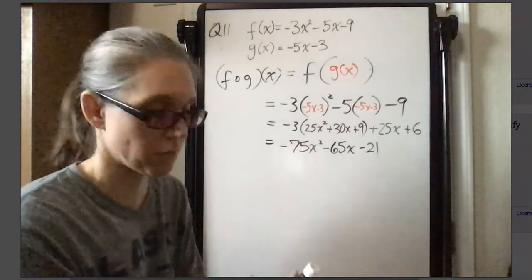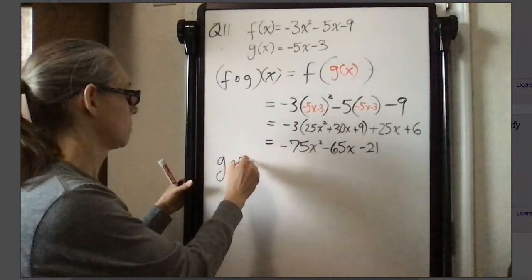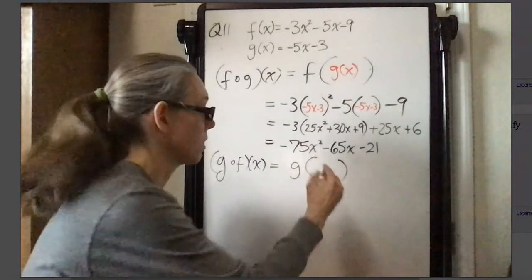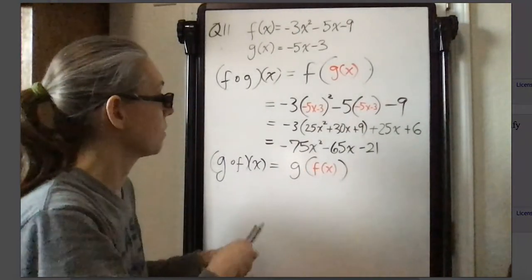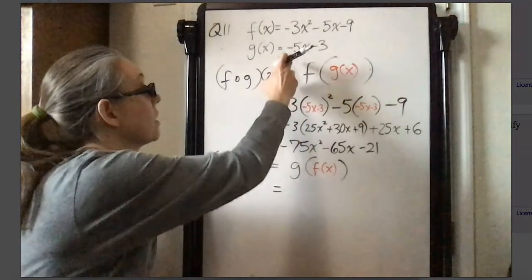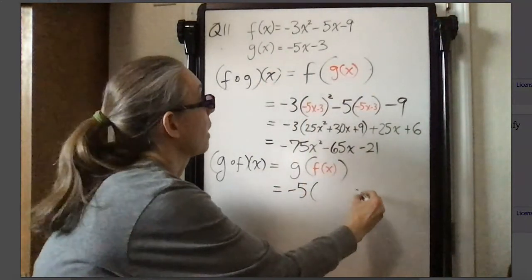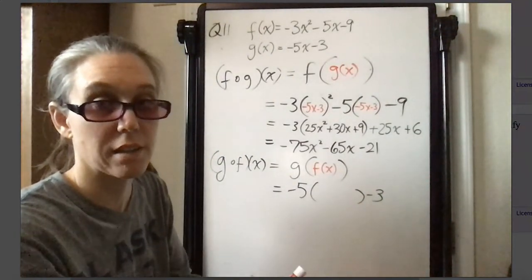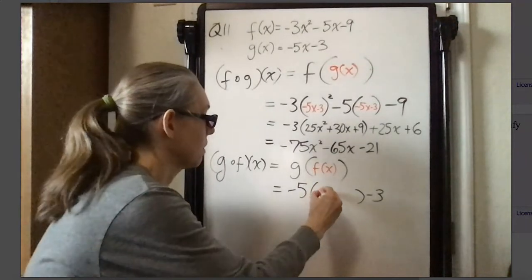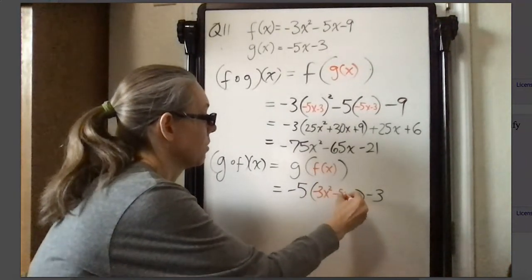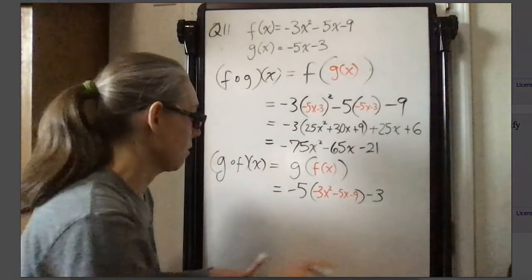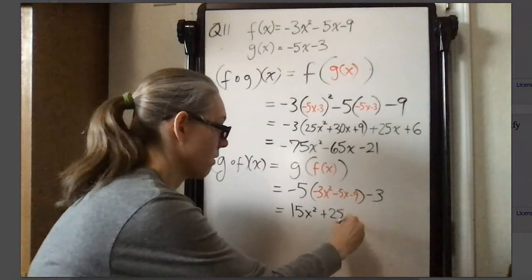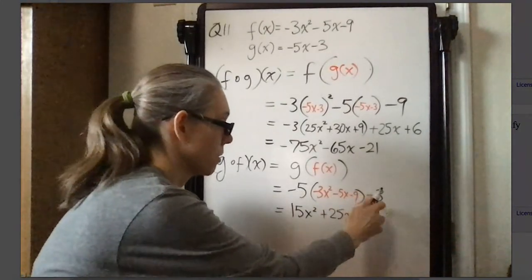And now to get g of f of x, you're going to take the g function, and into the g function you're going to plug the f function. So the g function is just negative 5x minus 3. And so instead of plugging in a single value here, we're going to plug in the entirety of the f function. And the f function is negative 3x squared minus 5x minus 9. So this becomes 15x squared plus 25x plus 45 minus 3 plus 42.